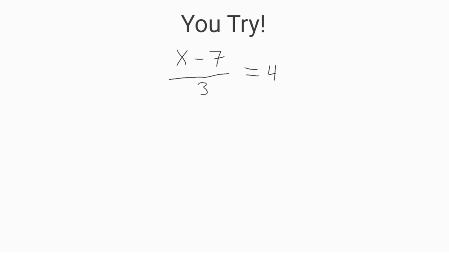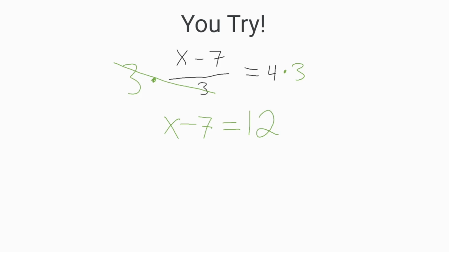but that's not the case in this one, because our 3 that is dividing both of those values, x and negative 7, is actually farther away this time. So in order to get rid of it, we need to do the opposite, which is multiply both sides by a 3. Doing so cancels our 3's and leaves me with an x minus 7 on the left-hand side. And we have 4 times 3, which is 12.